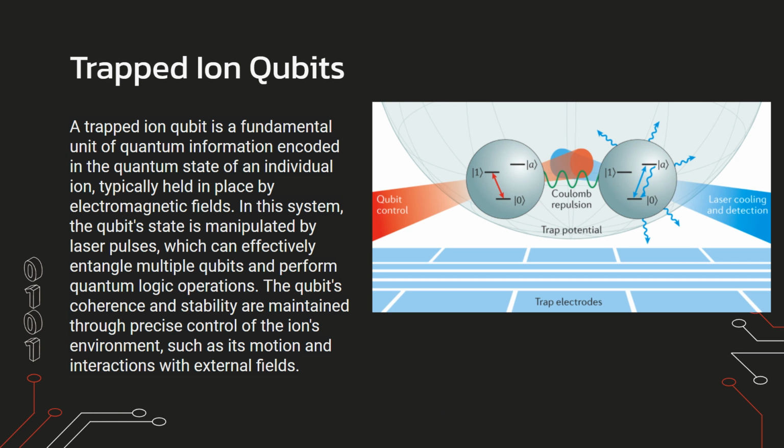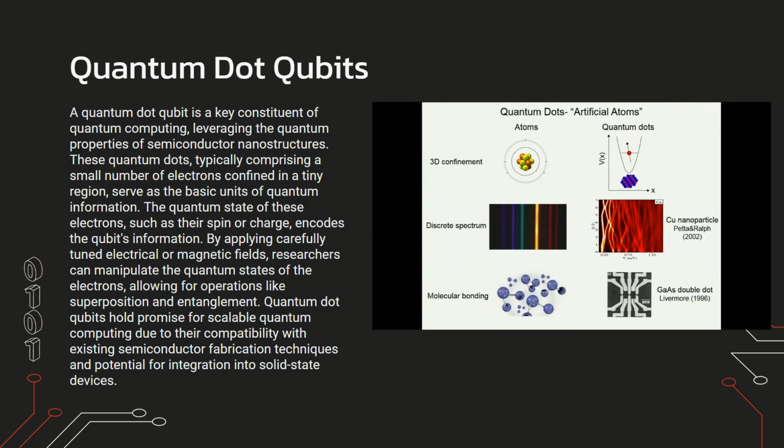Trapped ion qubits are basically a fundamental unit of quantum information encoded in the quantum state of an individual ion, which is typically held in place by electromagnetic fields. In this system, the qubit state is manipulated by laser pulses, which can effectively entangle multiple qubits and perform quantum logic operations. The qubit's coherence and stability are maintained through precise control of the ion's environment, such as its motion and interaction with external fields.